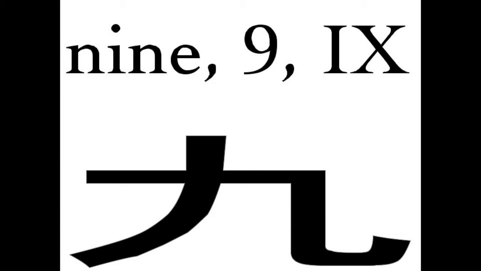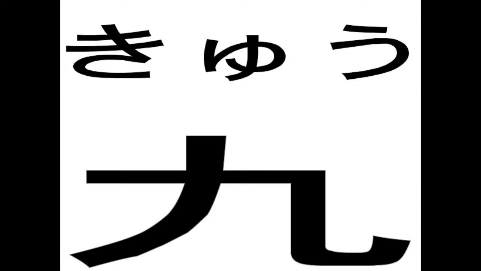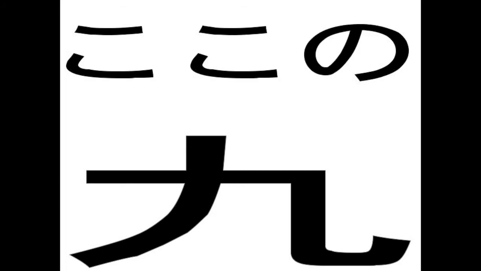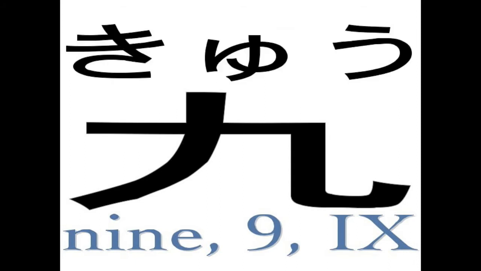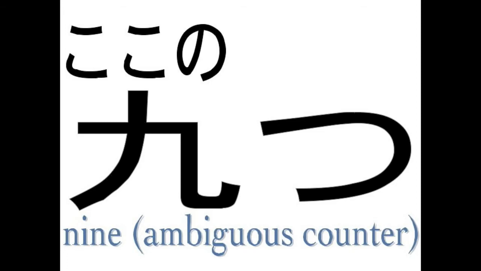The major readings for this kanji are kyu, ku, kokono, and kokonotsu. When you're counting, you could technically say ku, don't, for the same reason that you will not count 8 as ya. Always use kyu. Alrighty then. And the ambiguous counter for 9 is kokonotsu.